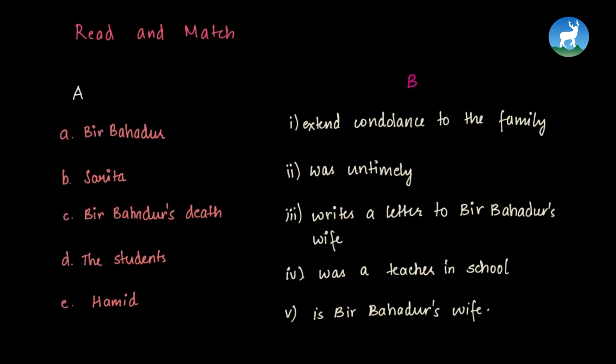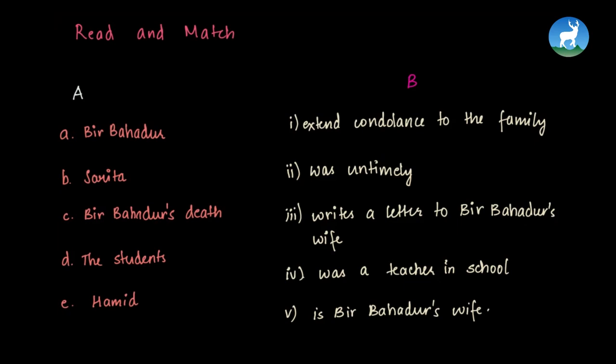The second exercise in Unit 4 is to read and match. We need to match the expressions under column A with their suitable continuations under column B. Let's begin. Bir Bahadur. Now we know that Bir Bahadur is the person who died because we are writing an obituary to Bir Bahadur. So, Bir Bahadur extend condolence to the family.